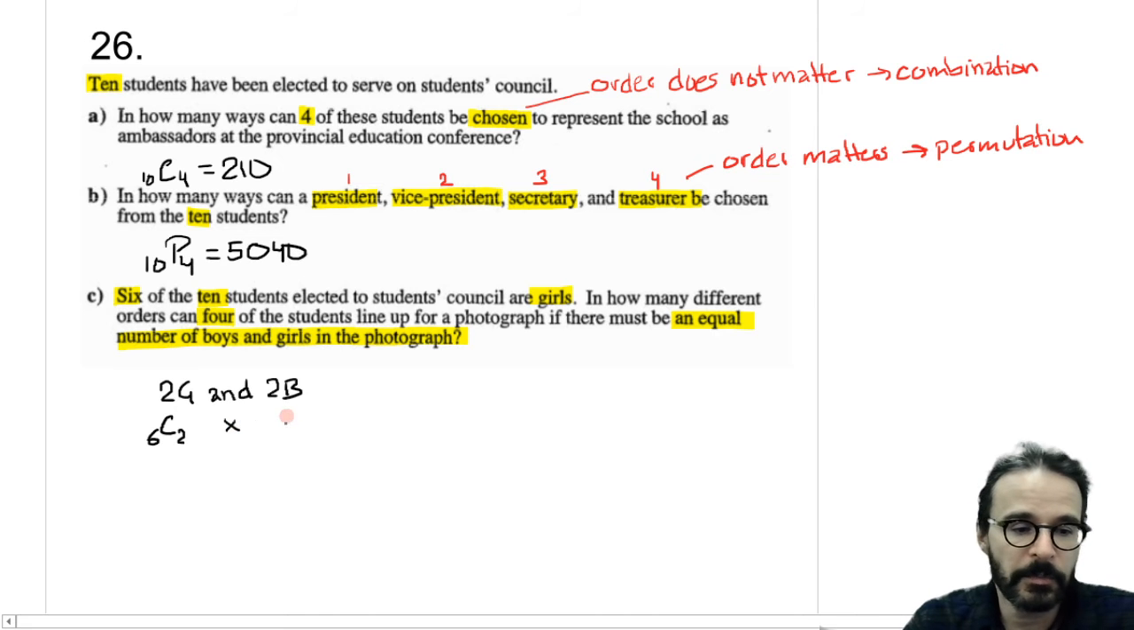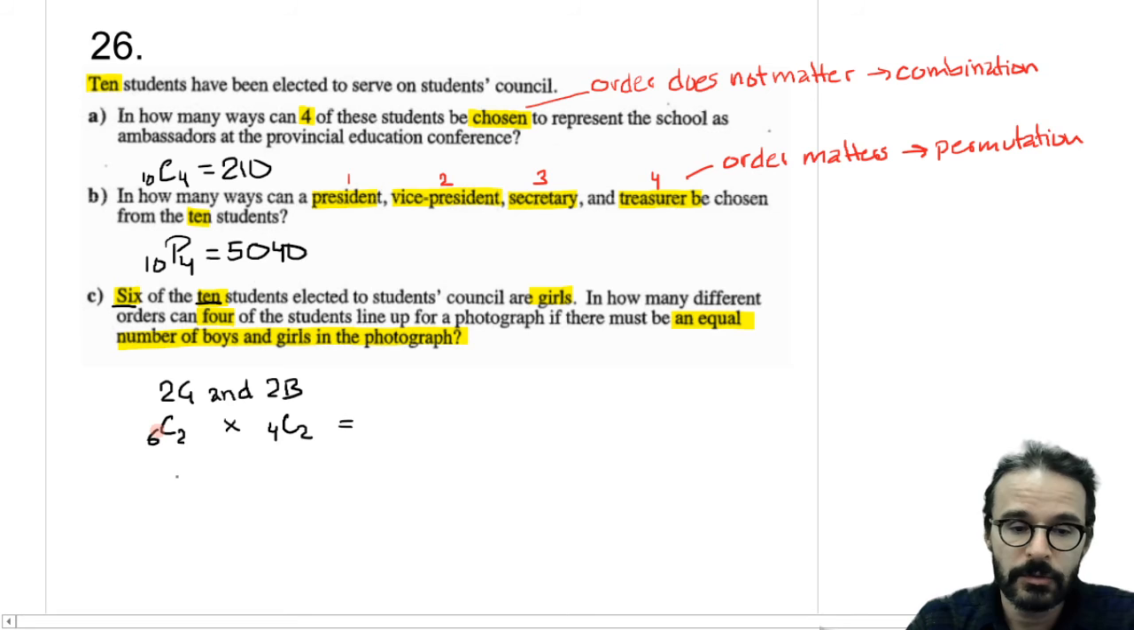And the same thing goes with boys. It doesn't matter in which order we choose them. We're just choosing 2 boys. How many ways can we do that? There were 10 students. 6 of them are girls. That means there are 4 boys. So 4 choose 2.